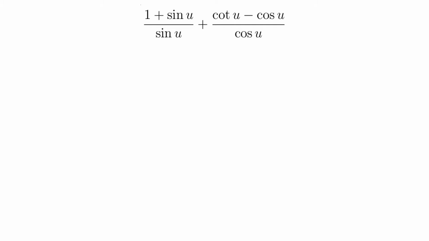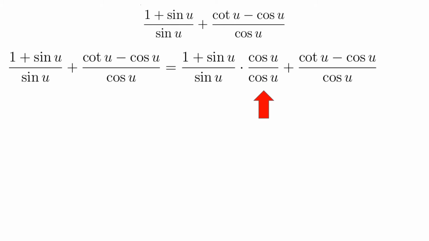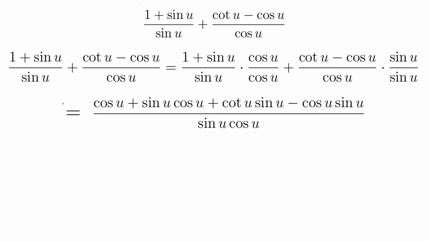The common denominator here is sine u times cosine u. So we multiply the first fraction by cosine u over cosine u, and the second fraction by sine u over sine u, and both of these multiplications are by well-chosen ones. This allows us to add the two fractions, and we get the expression shown when we do. The numerator has 4 terms, but 2 of them are actually inverses of each other, and they add to 0. So we can actually cross them out.